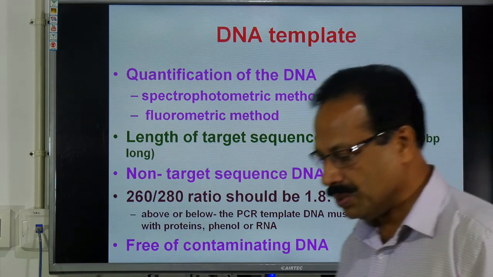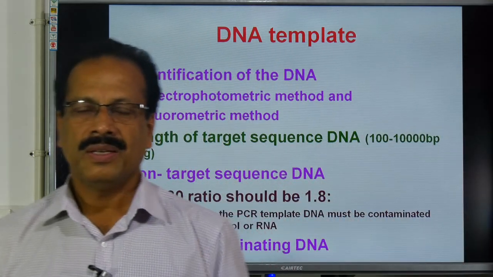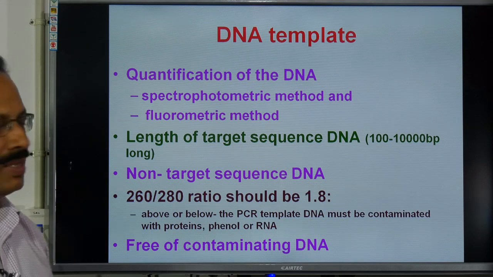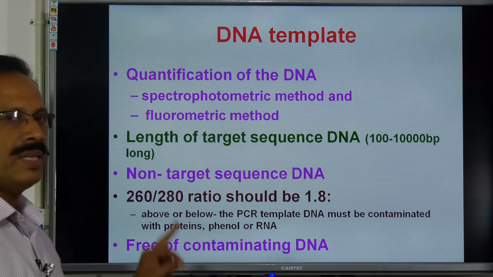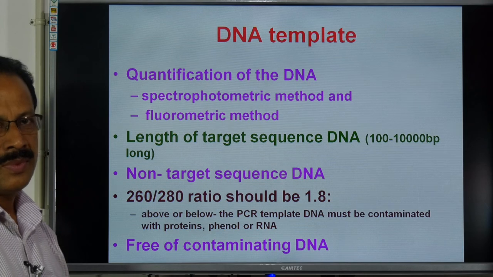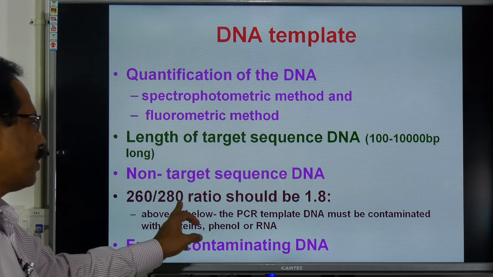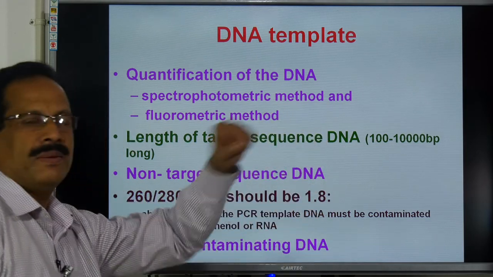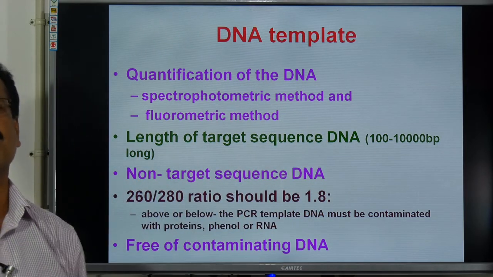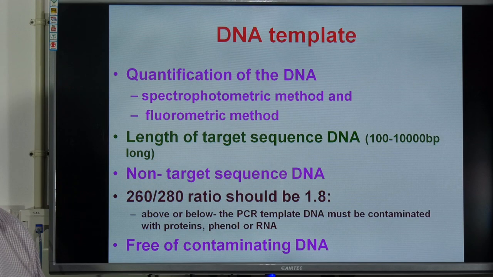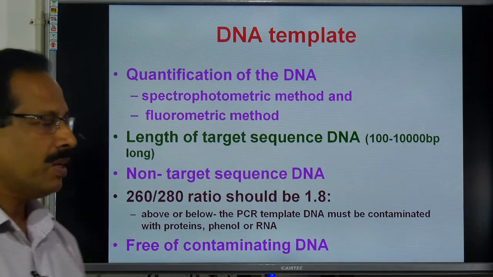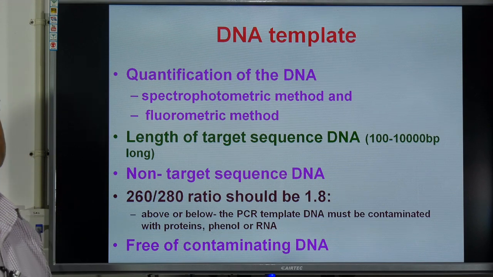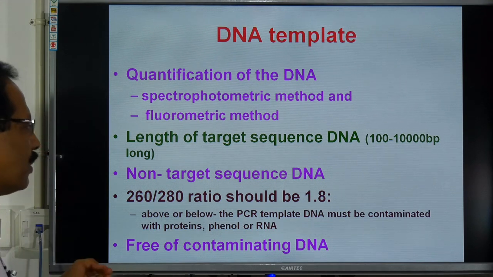Spectrophotometry is quite easy. You use UV light, you place the sample in the machine, and you measure the optical density at 260 and 280 nanometers. And you take the 260 by 280 ratio, and if the ratio is 1.8, that shows your DNA is pure, not contaminated by RNA or proteins. But if the ratio is low or higher, there is a chance there is contamination by RNA or proteins.